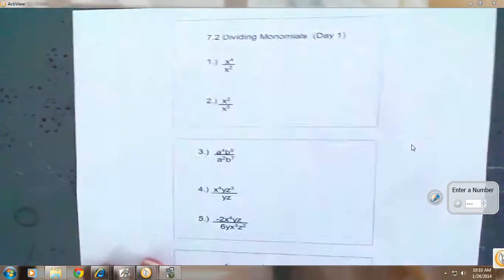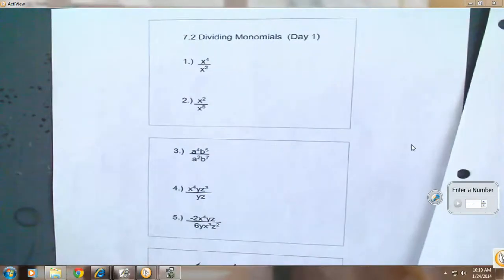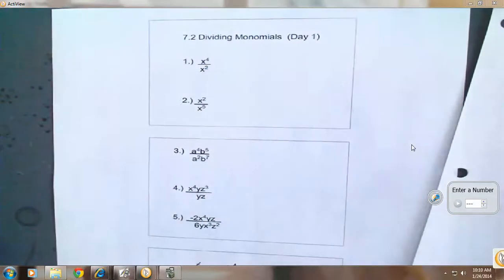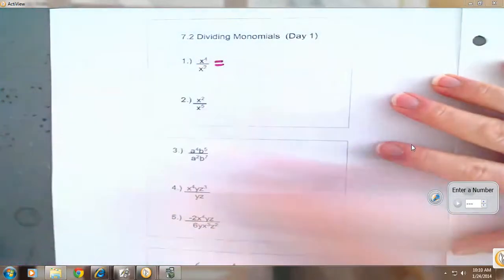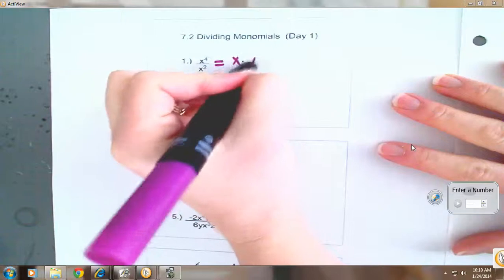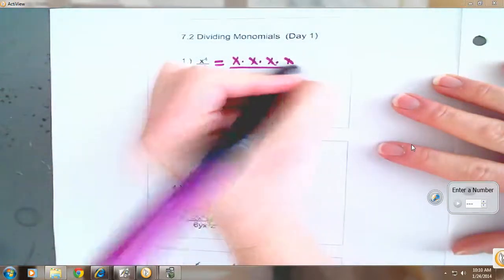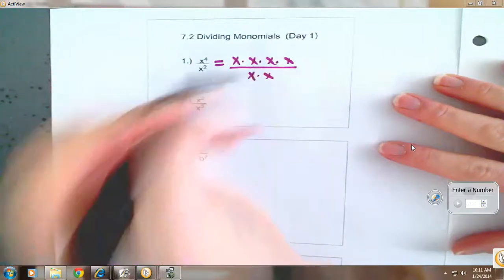So let's start with example 1 here. You guys have the same thing I've got on my paper. We're clearly dividing, aren't we? What do we do to our exponents when we're dividing? Subtract them. But before you do that shortcut, let's talk about why that happens. What is x to the 4th really? x times x times x times x. Everybody agree with that? And then x squared is really x times x.